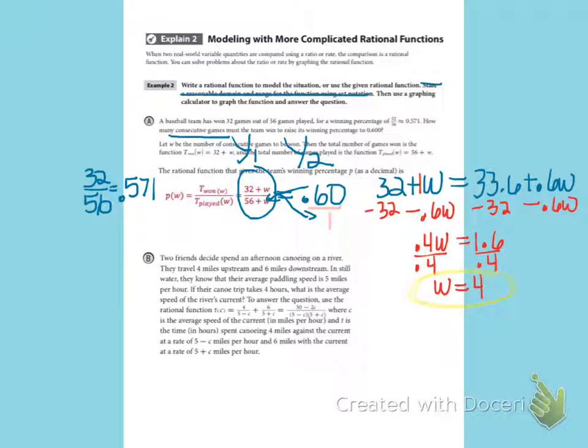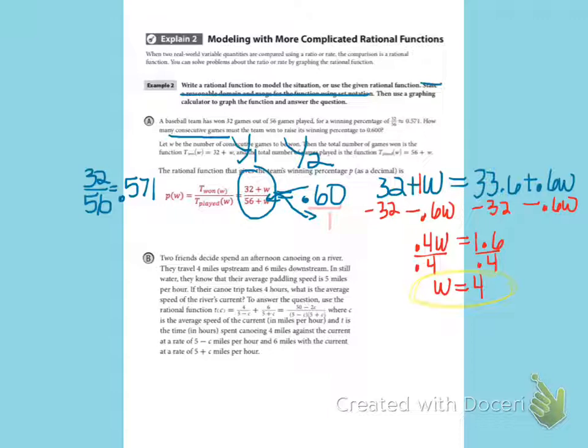Okay, so in our final example, two friends decide to spend an afternoon canoeing on a river. They travel 4 miles upstream and 6 miles downstream. In still water, they know that their average paddling speed is 5 miles per hour. If their canoe trip takes 4 hours, what is the average speed of the river's current?